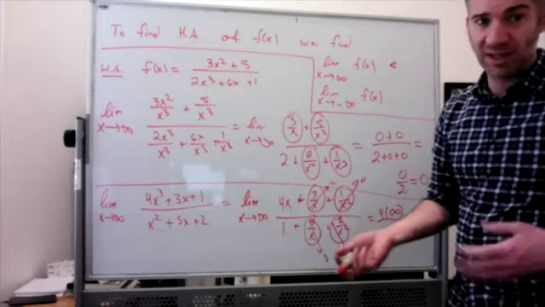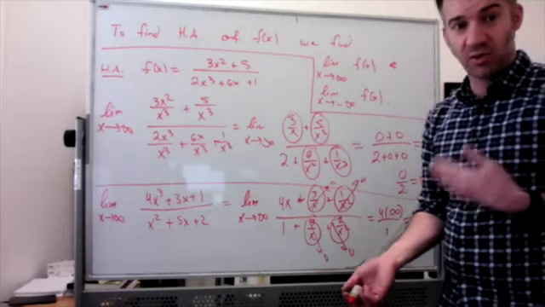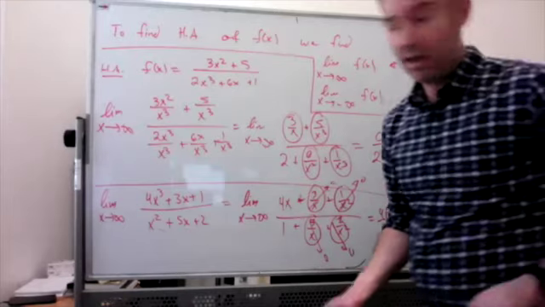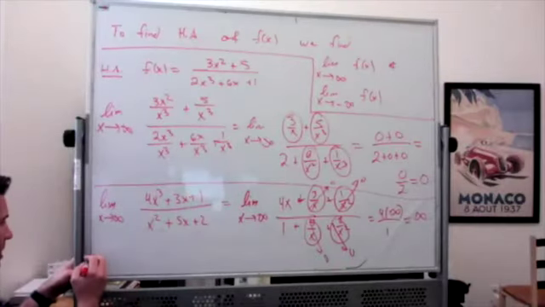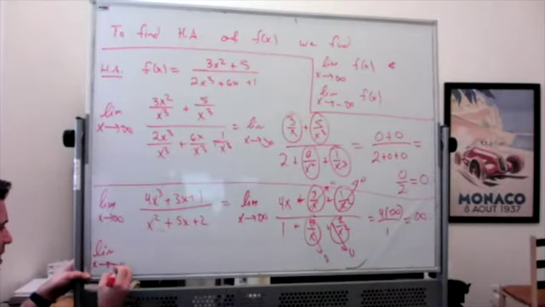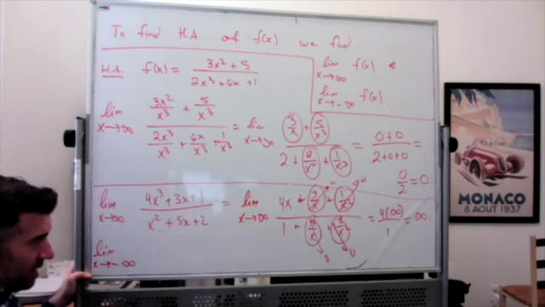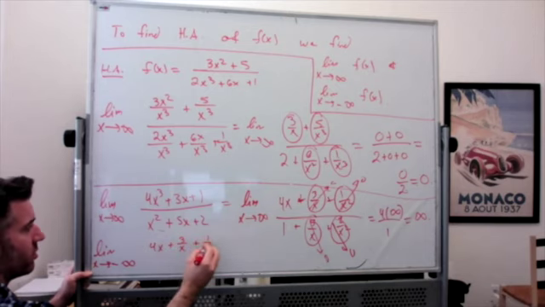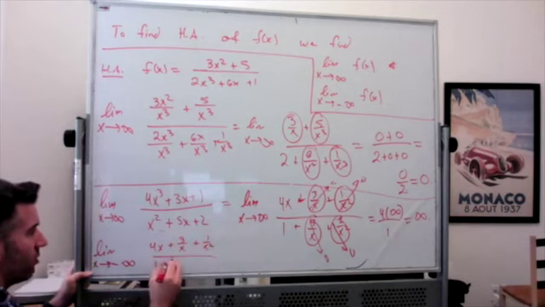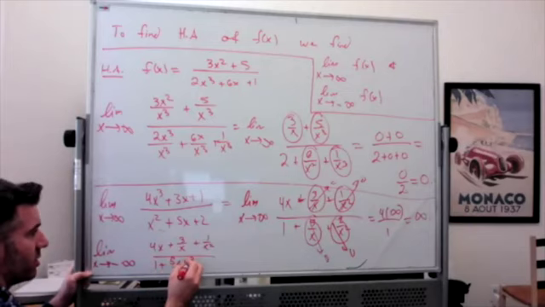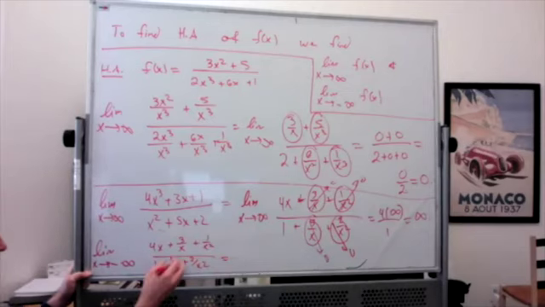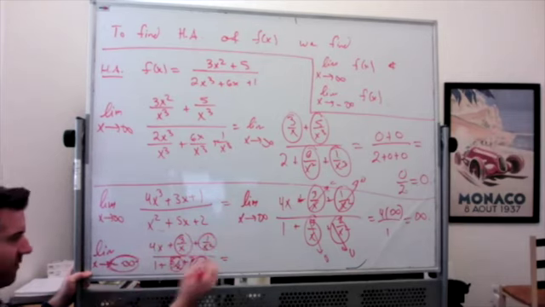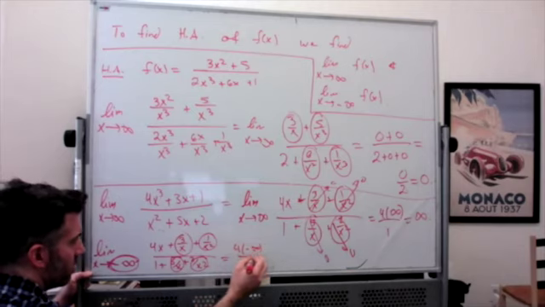So if your degree on top is larger, you're going to get some sort of infinity if x is going to infinity. It could be positive infinity, but it could also be negative infinity. Like if I do the limit as x goes to negative infinity of the same thing, I'm going to cut to the second step here. If I've got 4x plus 3 over x plus 1 over x squared over 1 plus 5 over x plus 2 over x squared, well, now I've got these things still going to 0, but now I've got 4 times negative infinity over 1, which is negative infinity.